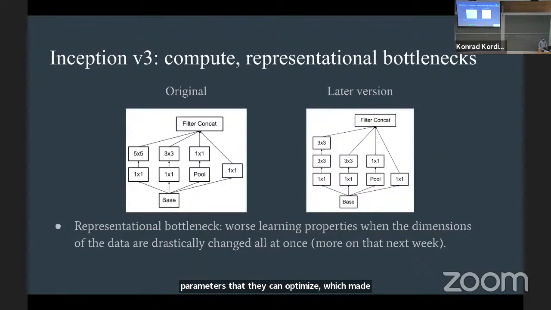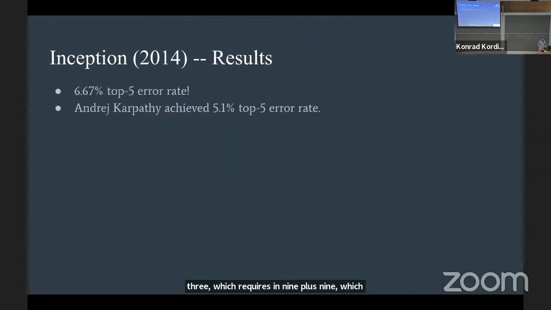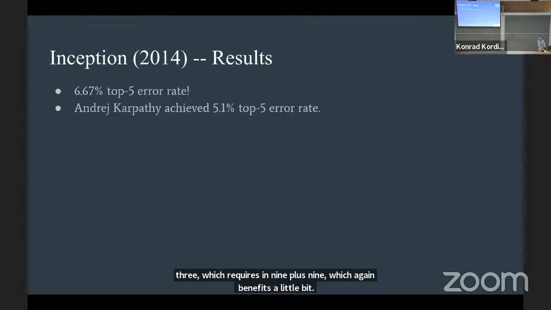In Inception version 3, they just changed the 5 by 5, which requires 25 parameters, to 2 stages of 3 by 3, which requires 9 plus 9, which again benefits a little bit. And by that time, they were at a 6.6% top 5 error rate.